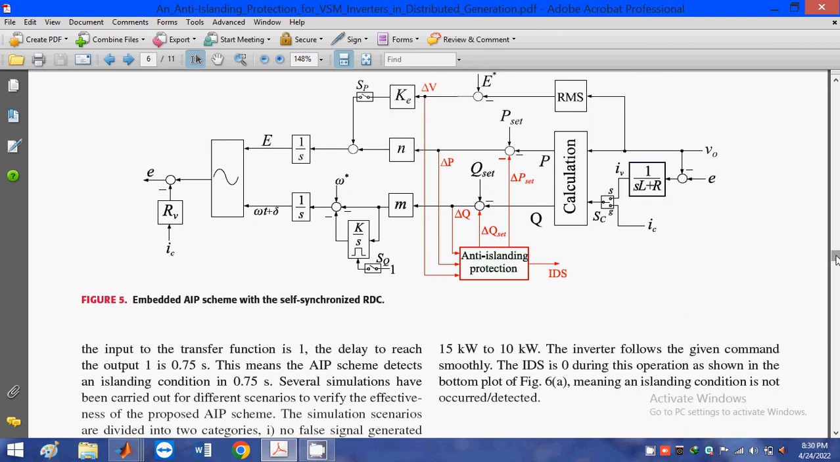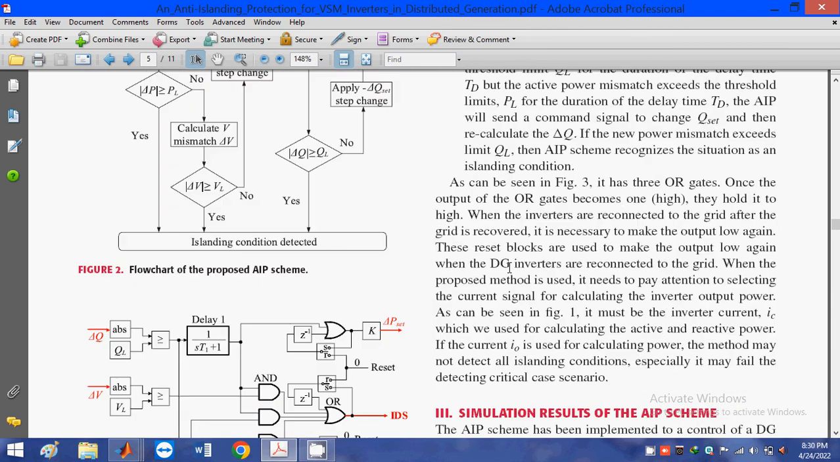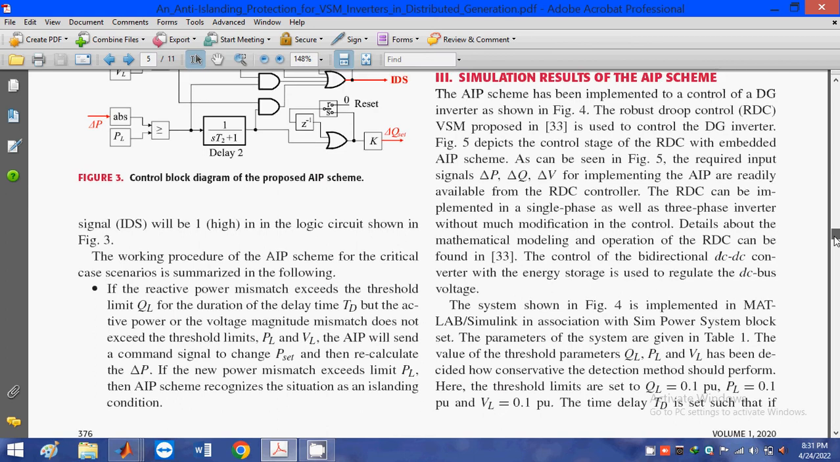The control strategy preferred for the virtual synchronous machine is the robust droop controller. The robust droop control strategy is proposed in this design. And we also mention the anti-islanding protection scheme, and this scheme is shown here. This is the anti-islanding protection flowchart and controlling block diagram. I will show you in MATLAB. It is easier to analyze.